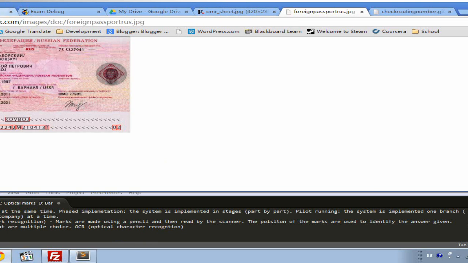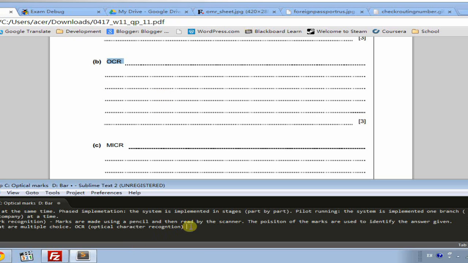So our answer here for OCR would be the text is read by the scanner, and compared with the character set on the computer.